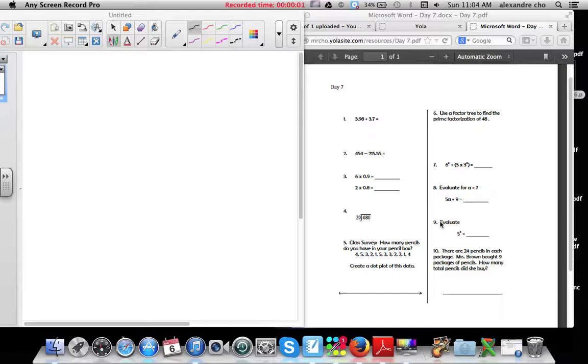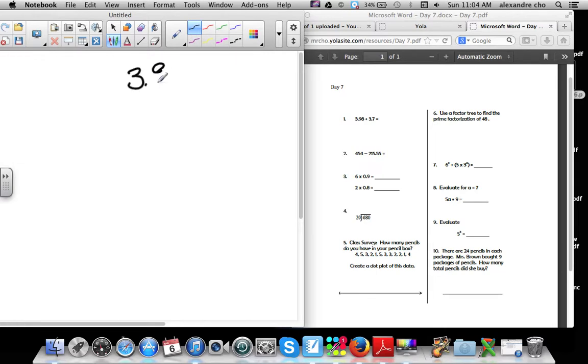Alright, this is day 7, the short answers for the first PDF file. So again, 398 and 3.7, make sure you line up the decimals. Add a 0 here as a placeholder, so you get 8, 6, and 7. Bring the decimal down, 7.68.